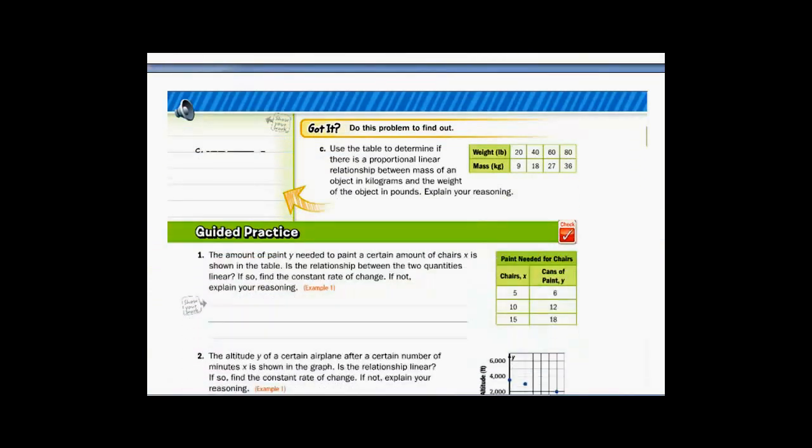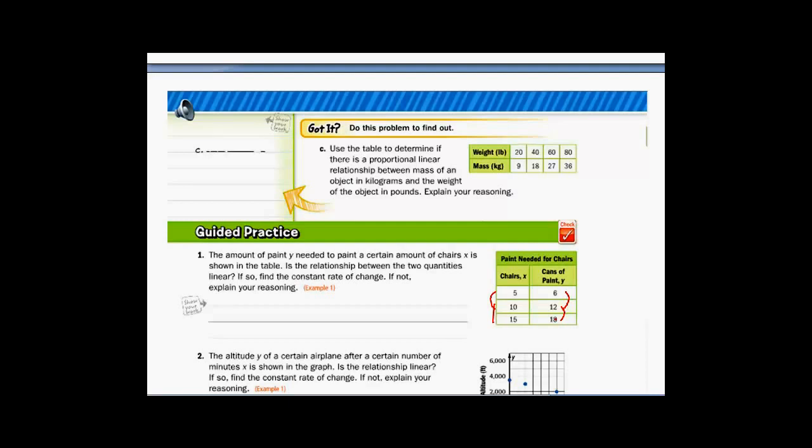It says the amount of paint needed to paint a certain amount of chairs is shown on the table. Is the relationship between the two quantities linear? So does it have the same rate of change? So as you go up 5 chairs, you're going up 6 cans of paint. 5 chairs, 6 cans of paint. It is, in fact, linear because it does have a constant rate of change.